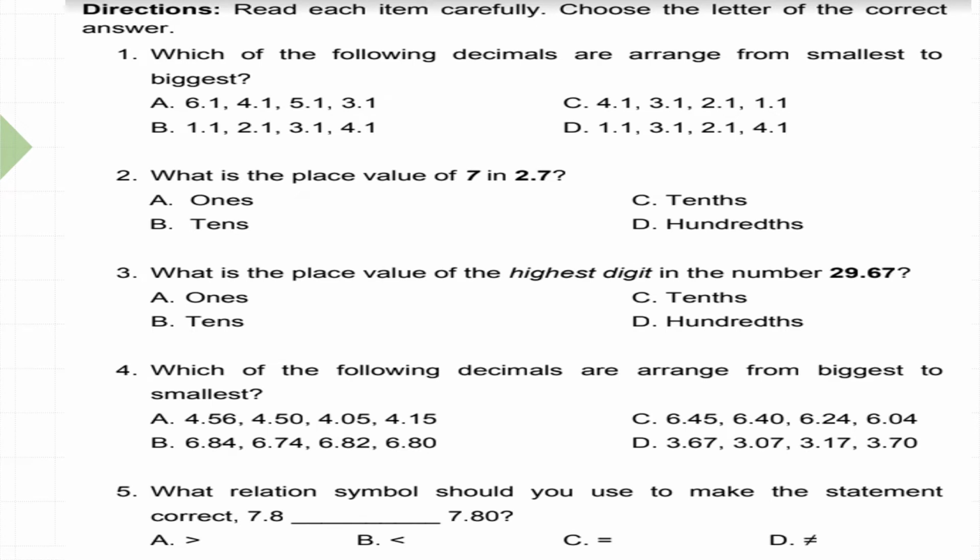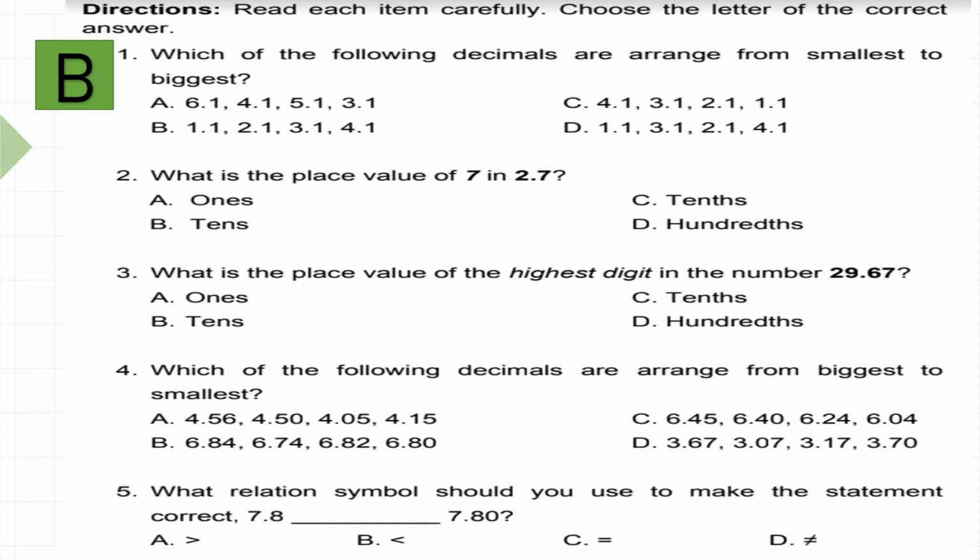Okay, now class, let us check your understanding by reading each item carefully. Choose the letter of the correct answer. Number 1. Which of the following decimals are arranged from the smallest to the biggest? Is it A, B, C, or D? What is your answer? Okay, correct. It's letter B, from 1 and 1 tenths up to 4 and 1 tenths.